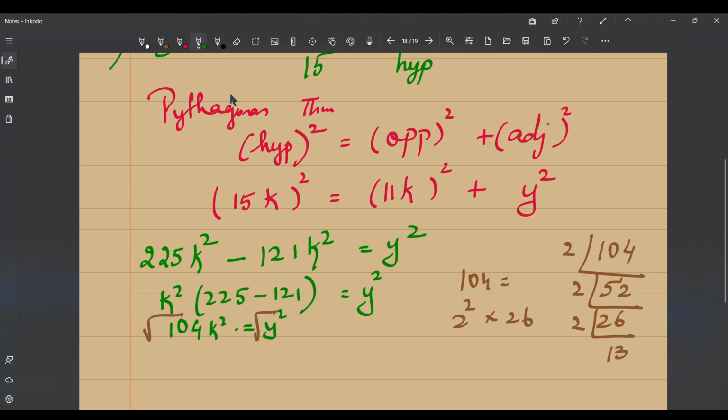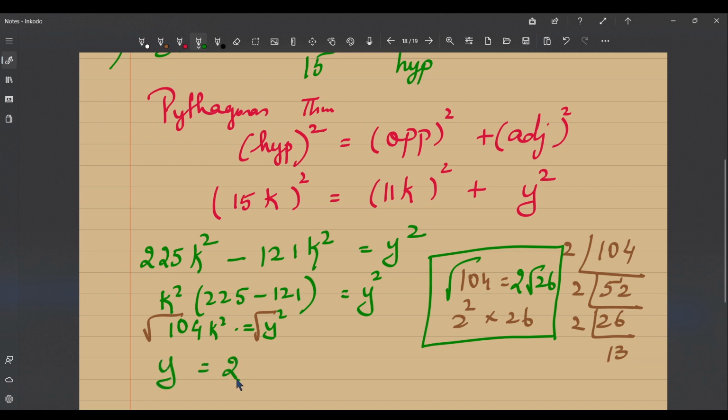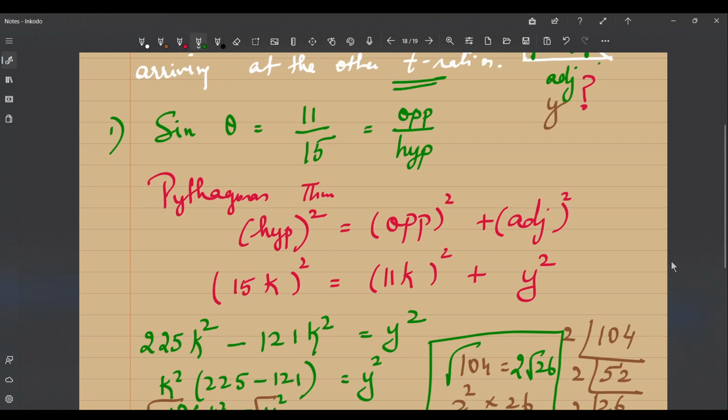So the square root of 104 would be 2 root 26. Right? We can write the square root of 104 as 2 times the square root of 26. So this y is equal to 2 root 26. Now it's easy for us to write the other trigonometric ratios, because the adjacent side is now 2 root 26.